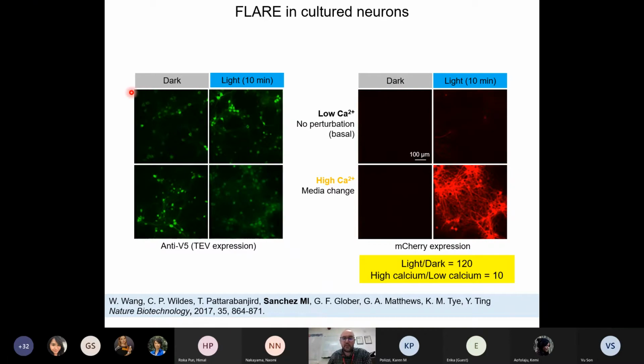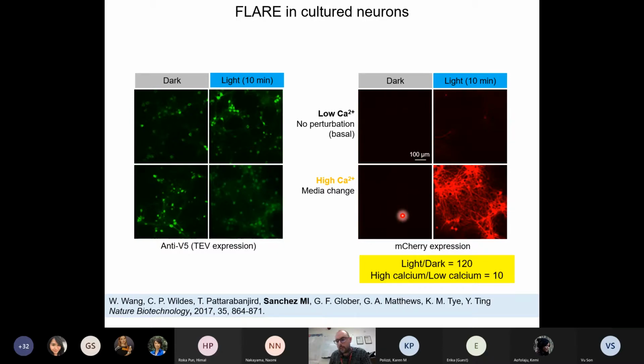These are neurons from mice or from a rat. And here you can see the expression of the tool using anti-V5 staining. And now here on the right, you can see that only when we have high calcium concentrations induced by media change and only under light illumination after 10 minutes, we can see a very nice expression of the mCherry. Okay, and the signal to noise ratios are very good.